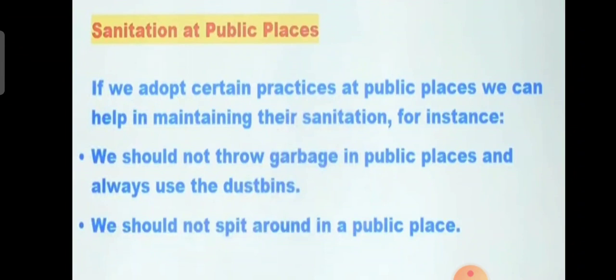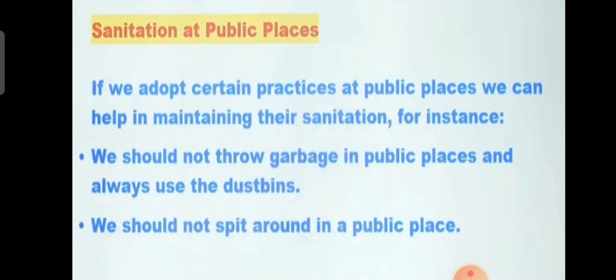Second is never spit in public places. Always keep a tissue or a handkerchief to spit and throw it in the dustbin. Third is make people aware not to urinate on the roadside. Right? Maybe you have seen this many times whenever we are going out. You can see near the roadside people passing urine. It is one of the worst habits and also not hygienic. For that, you can also tell those people not to do such things outside.